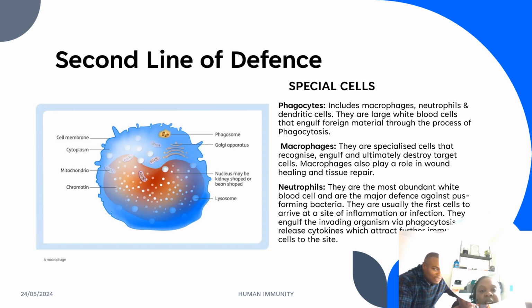phagocytes. These are large white blood cells that engulf foreign material through the process of phagocytosis. By phagocytosis, we mean the engulfing and destroying of damaged, defective, or invasive cells. Phagocytes include macrophages, neutrophils, and dendritic cells.